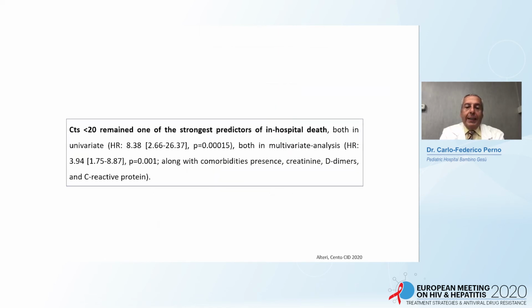So the conclusion is that the CT below 20 remains one of the strongest predictors of progression and death. This needs to be taken into account when we decide what to do with our patients. But remember, the CT, that is the viral load, needs to be tested at the onset of symptoms for the reasons that we said before, that the viral load tends to decrease over time, even in case of increase of the gravity of the symptoms.